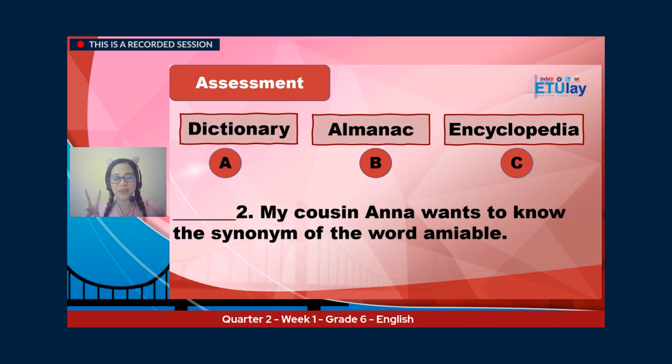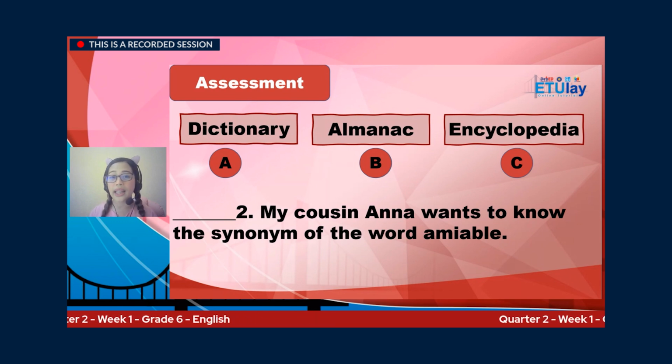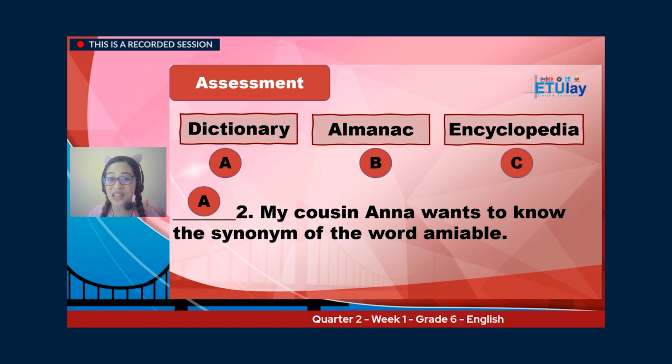And for number 2, my cousin Anna wants to know the synonym of the word amiable. Learners, if you are going to find the synonym of a word, what are you going to use? Is it A, dictionary, B, almanac, or C, encyclopedia? And our answer is, that is letter A, dictionary.